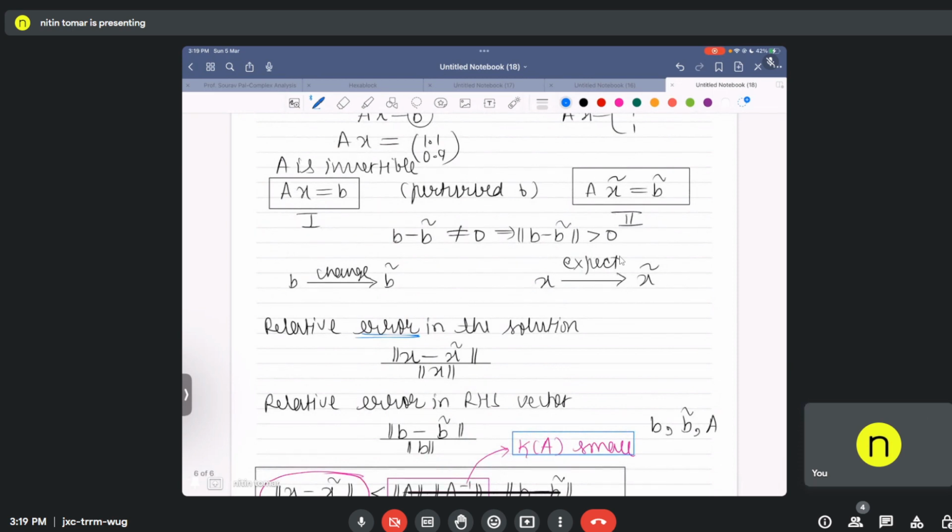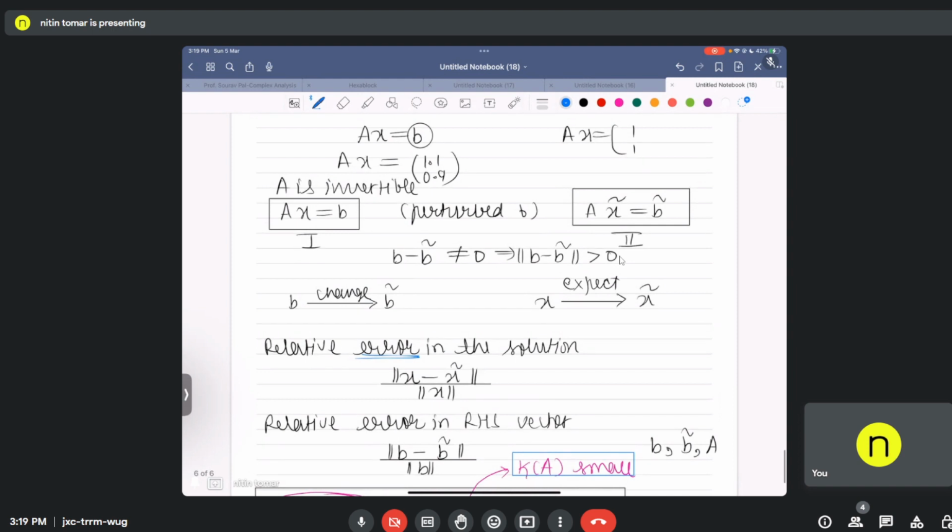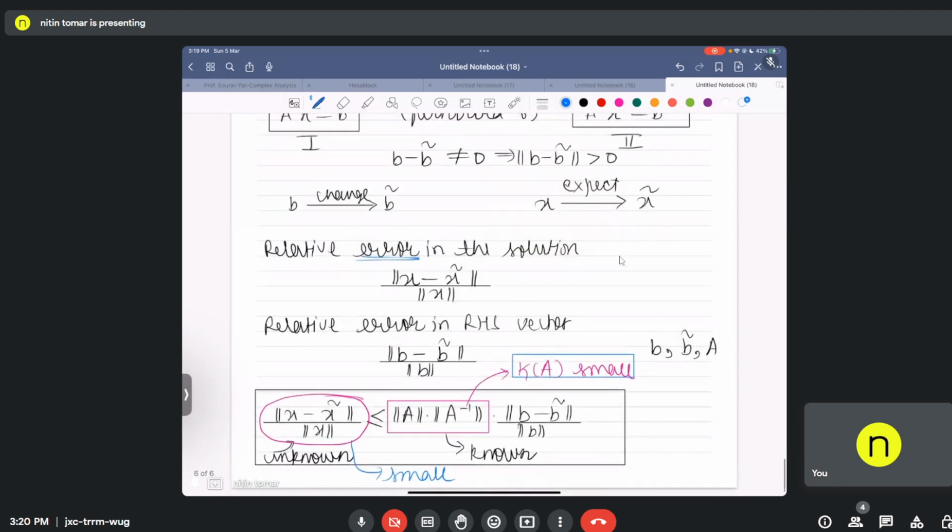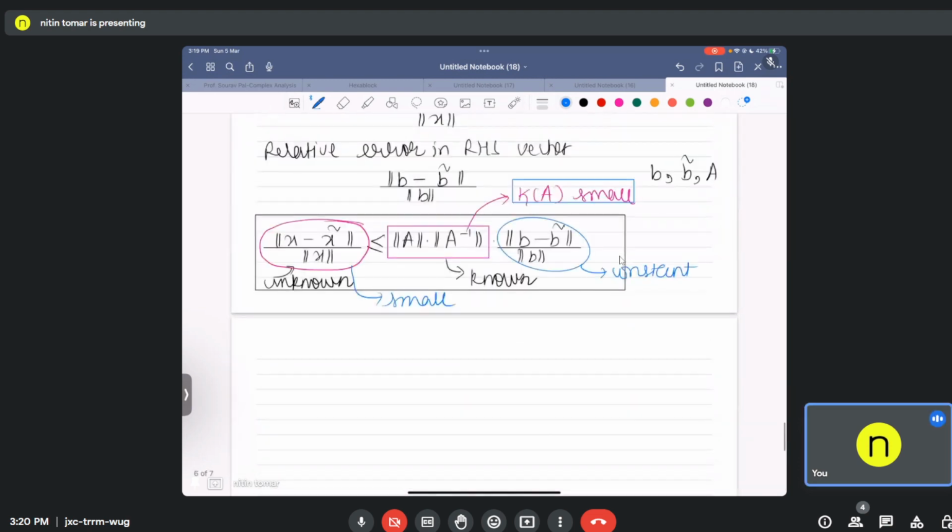Okay, sir. Sir, I have a doubt. What about if the right hand side vector is very small, will the relative error be big? Does the right hand side vector matter, like if it is small or large? B is always a constant, right? Yeah, b is always given to you.